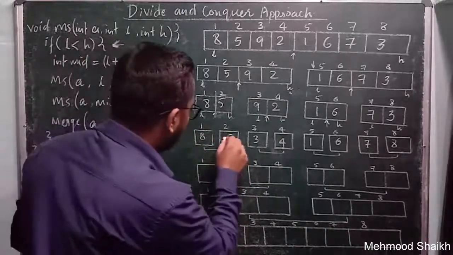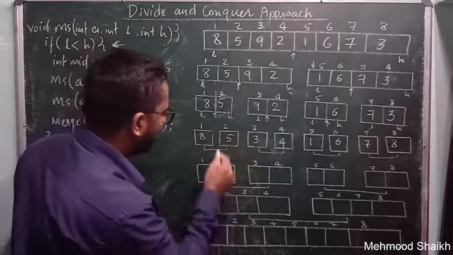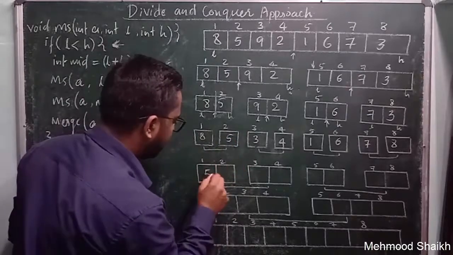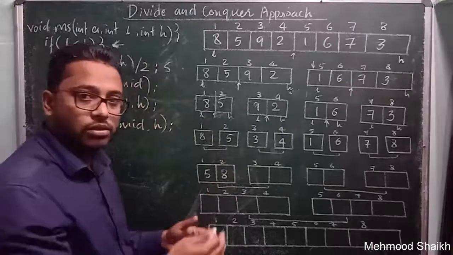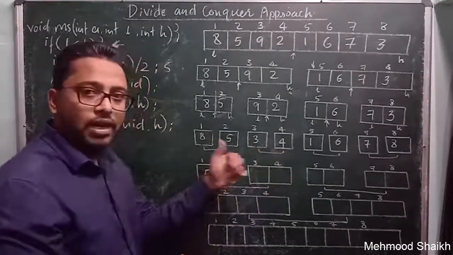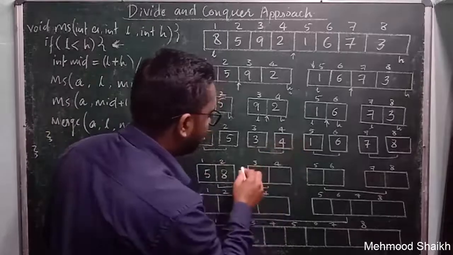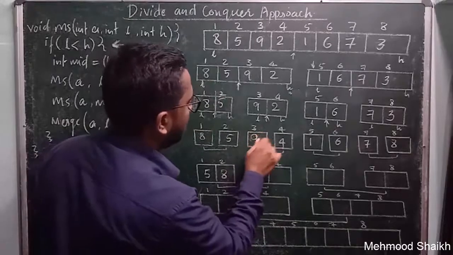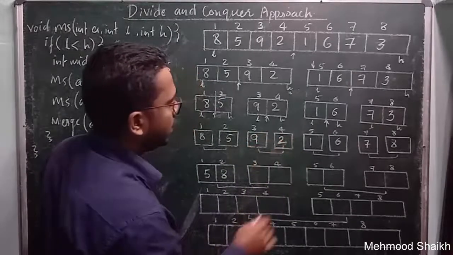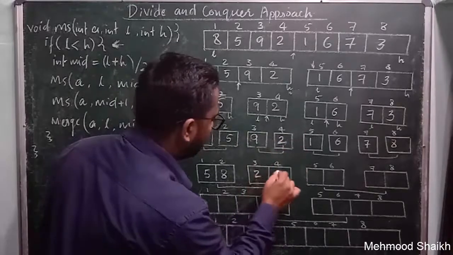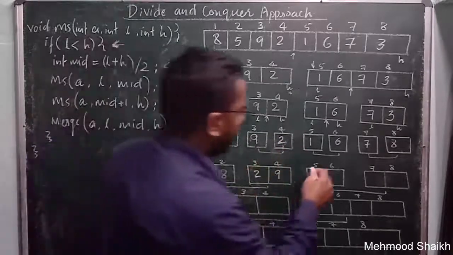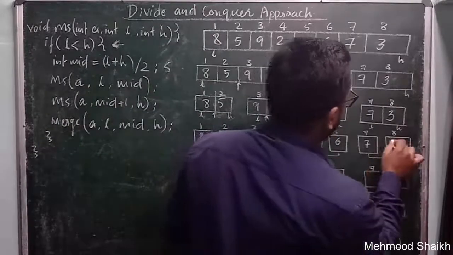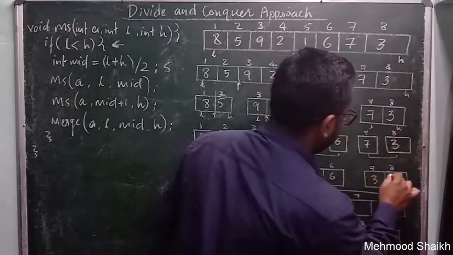So I will start combining these problems by comparing. Out of these two elements, which one is the smaller one? Yes, 5 is the smaller one, so we bring it here. Now we are merging these smaller problems by comparing. Next, out of these two subproblems, yes, 3. This one is 9 and 2. Out of these two subproblems, 2 is the smaller and we combine. Then we keep this as it is, and this one is 3. We have to put 3 here and 7 here.